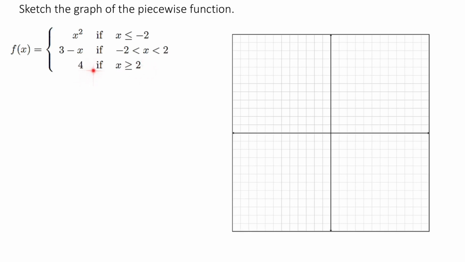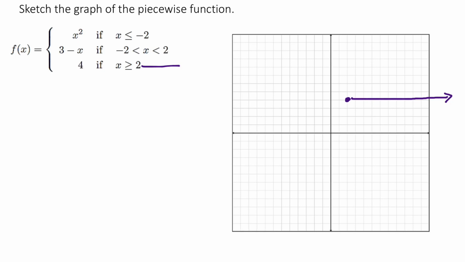All right, so let's put that last one in there first. That one's probably the easiest one to draw. So if I'm at 4, when x is greater than or equal to 2, that means I've got a filled in dot. It's going to go this way. It's going to stay at 4 for all values of x greater than or equal to 2. So I'll color code it. So this piece is purple.